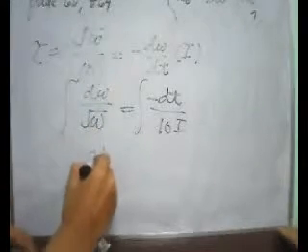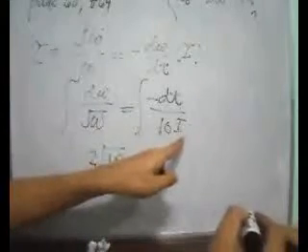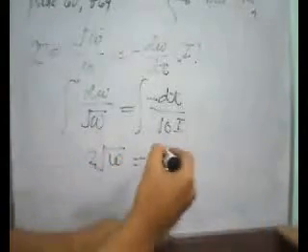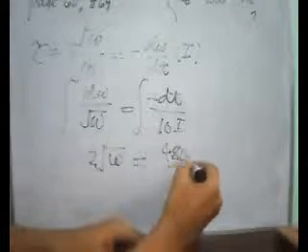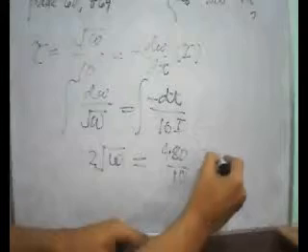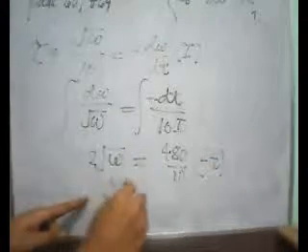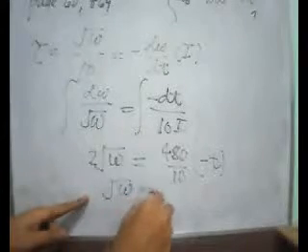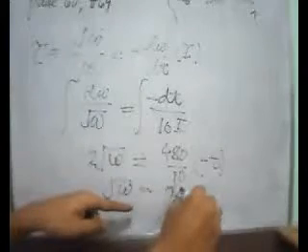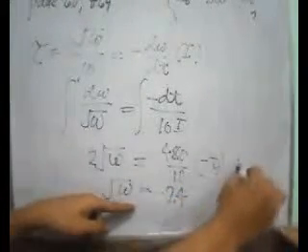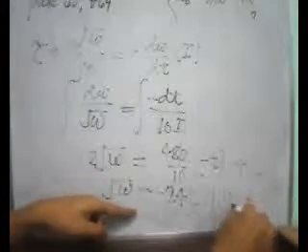and we have 2 square root of omega equals, so this I here is equal to 1 over 480, so that becomes only 480 over 10 times negative t, okay, and that becomes square root of omega equals negative 24 t plus c, okay.